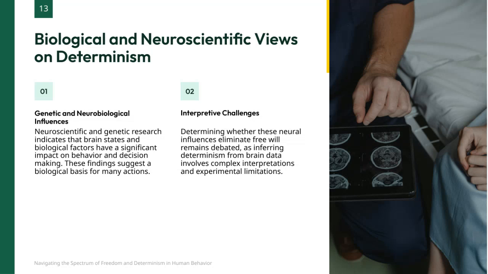When we look at genetic and neurobiological influences, research shows that our brain states and biological makeup play a crucial role in shaping our behavior and the decisions we make.